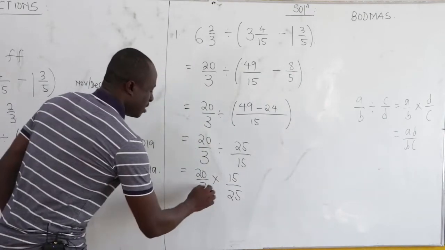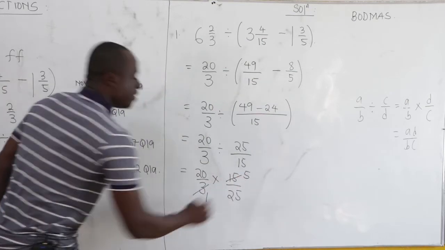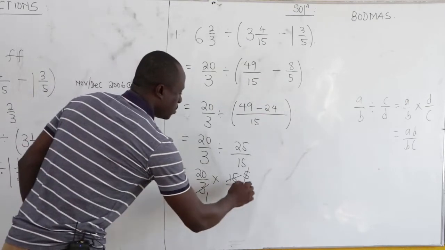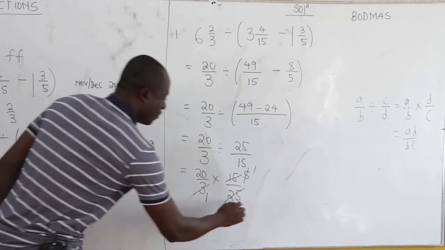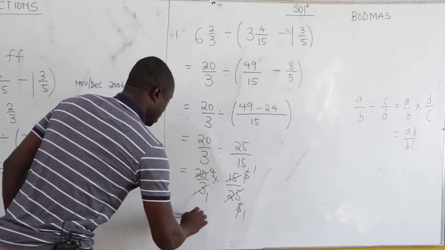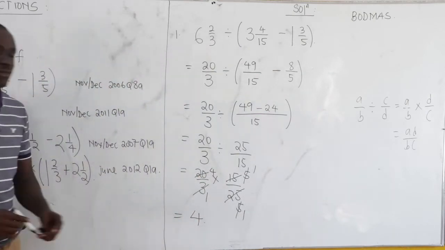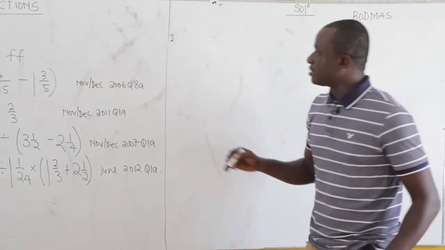Now let's divide. 3 will go into itself 1, 3 will go into 15, that is 5 times. 5 will go into itself 1, 5 will go into 25, 5 times. 5 will go into itself 1, 5 will go into 20, and here our answer is 4. Very, very easy. Now let's consider the second one.